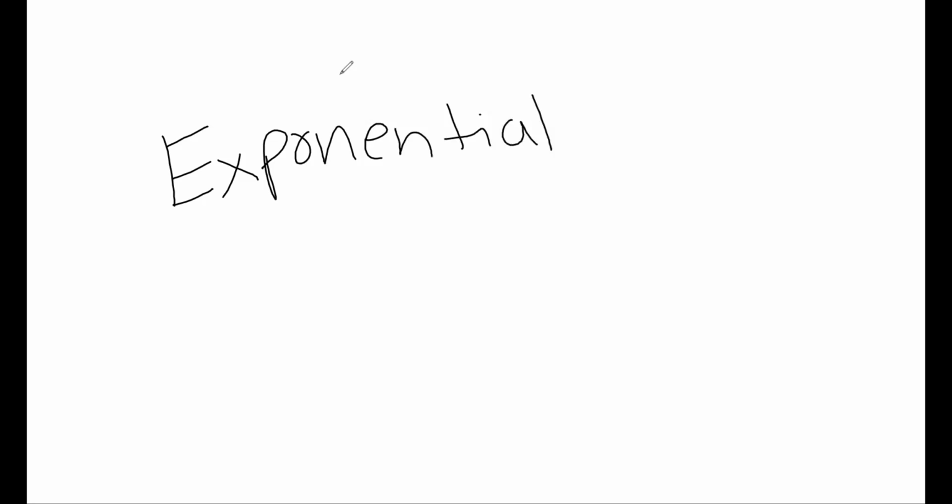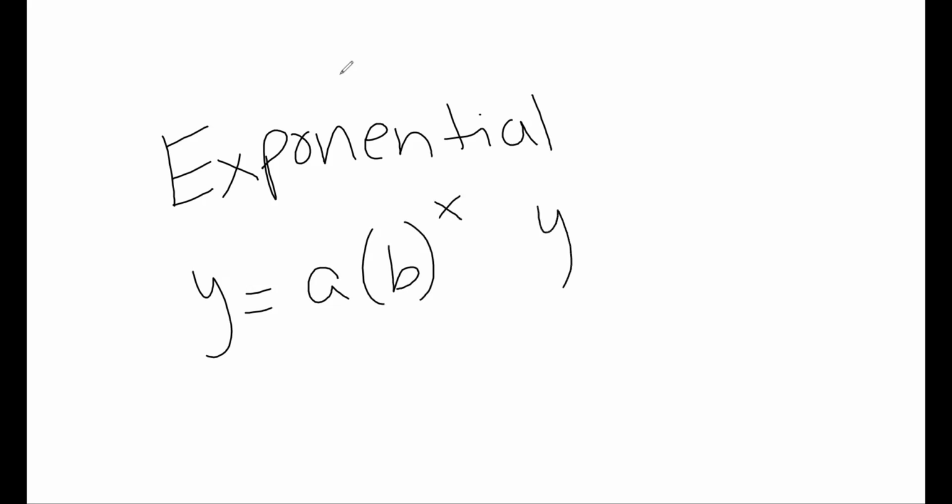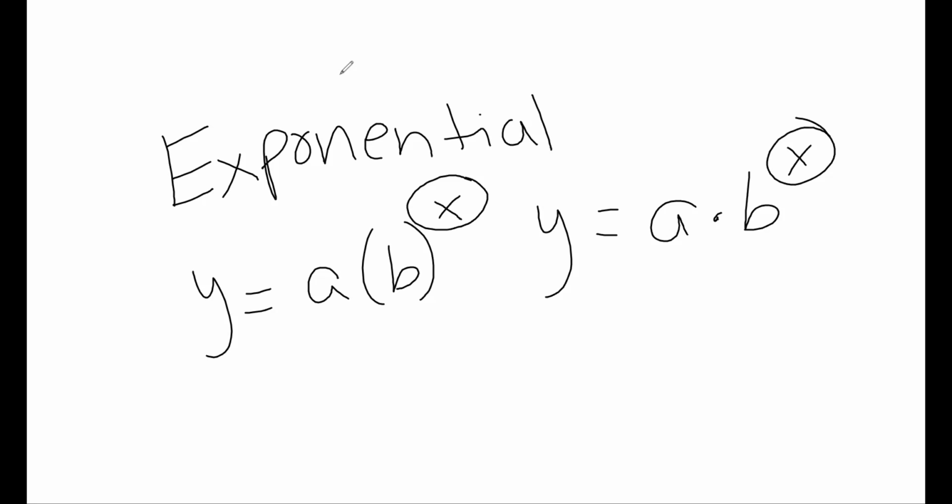So one of the ways is just y equals a times b to the x. Another way is y equals a times b to the x. They sometimes don't use the parentheses. And in this assignment, I think this is the main way they show you. But notice how the exponential equations always have to the x power. Quadratics had to the second power, but exponentials will have to the x power.